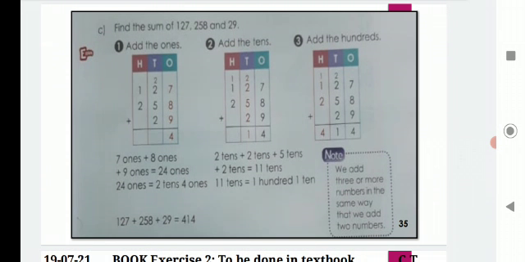So when we add 9 and 8, the answer is what? The answer is 17. Now we add 17 and 7. So 17 and 7 is what? 24. So we cannot write 24. We can only write the ones place digit, that is 4, in the answer, and 2 will go to the next higher place, that is tens place, as a carry.